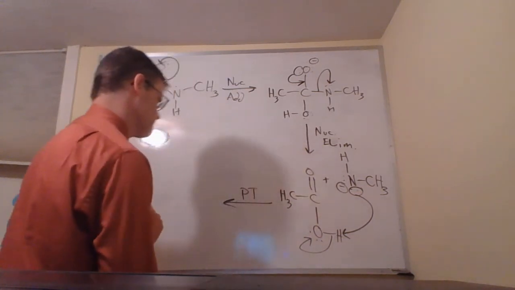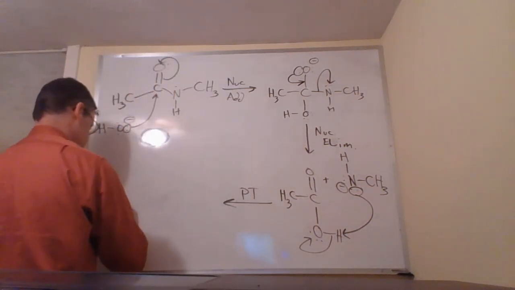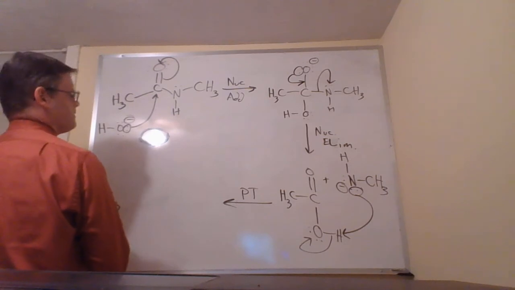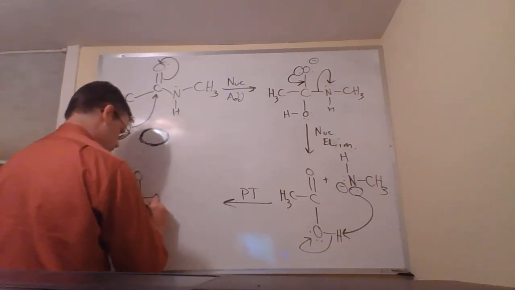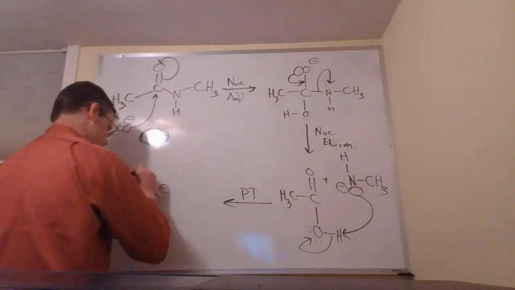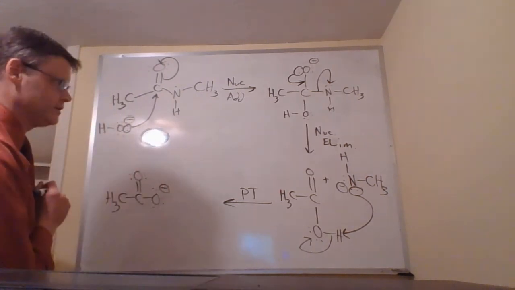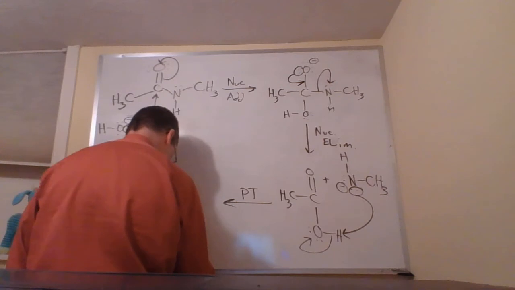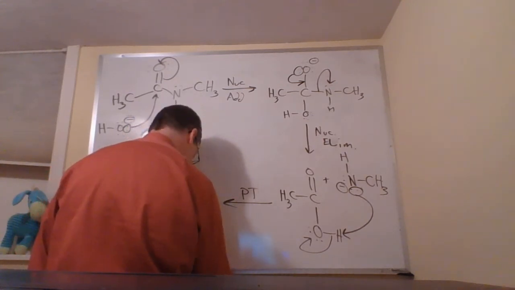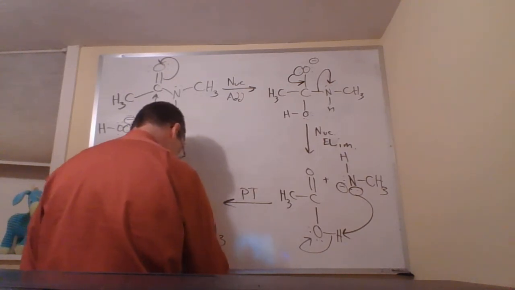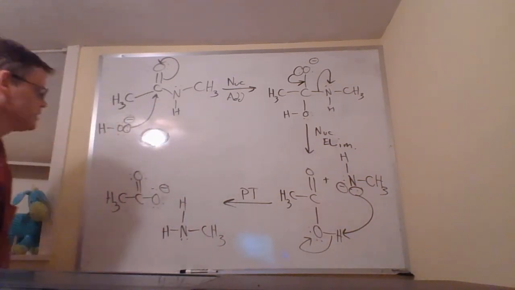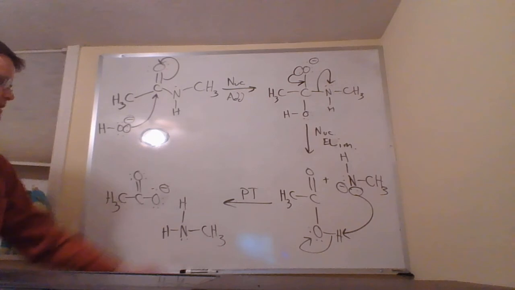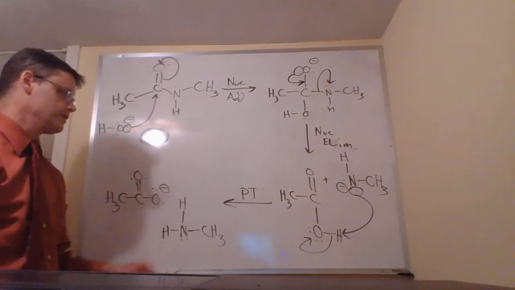And ultimately that gives us the acetate. We had a spectator ion here, a sodium ion. I didn't even bother to draw it, but it's around, faithfully watching from the sidelines. Ultimately, in our hydrolysis, we make the acetate and the primary amine in this case.